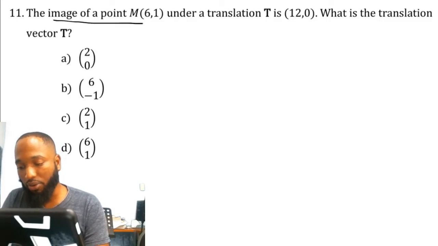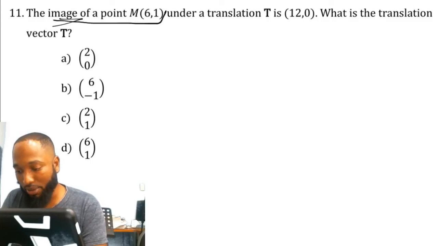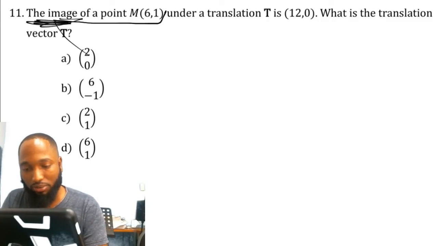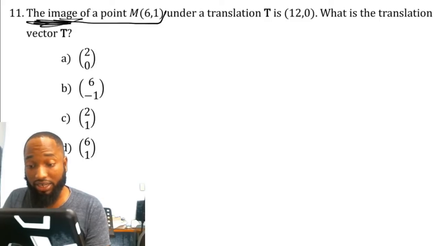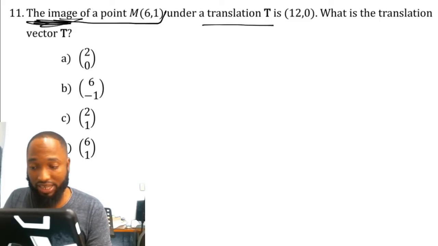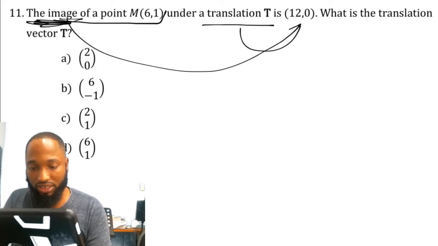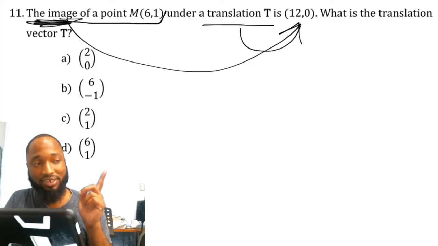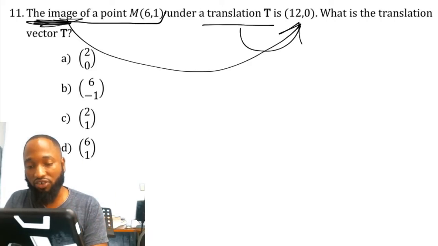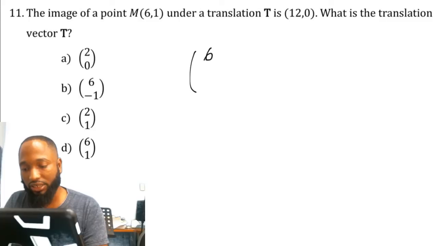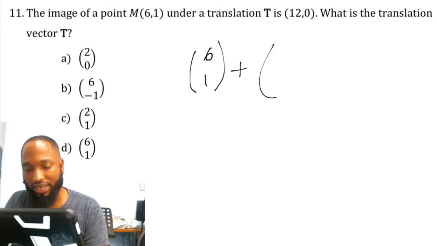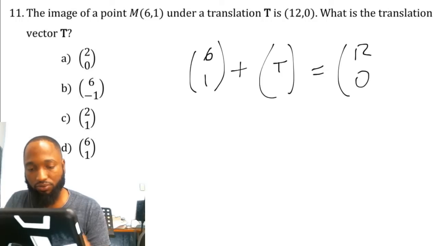The image of the point M, the image that is supposed to have some kind of subject-verb agreement here. This is English, right? Under a translation T is that. So the image is that. You understand? So the image is not a translation. They're trying to find out what the translation is. So the translation is the one that has to stand up. So in other words, you add 6, 1, you add on a T here, a mystery T, and you get 12, 0.